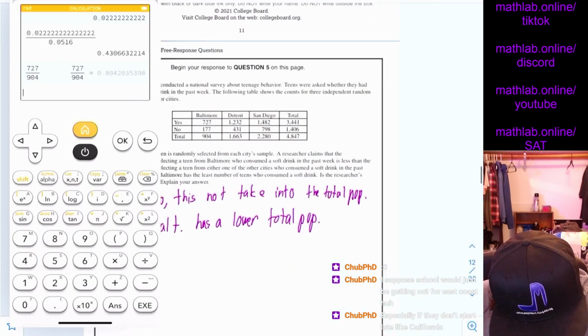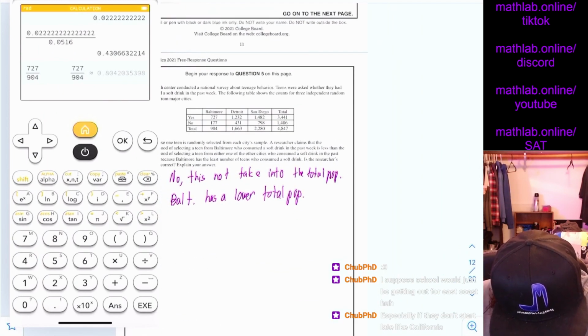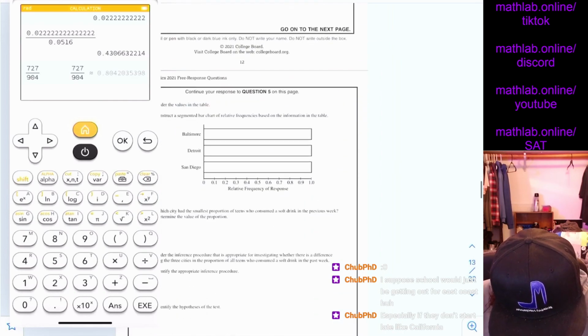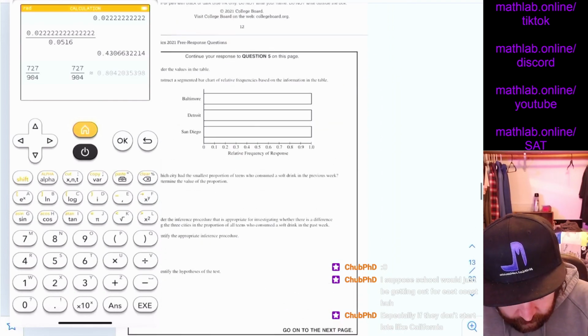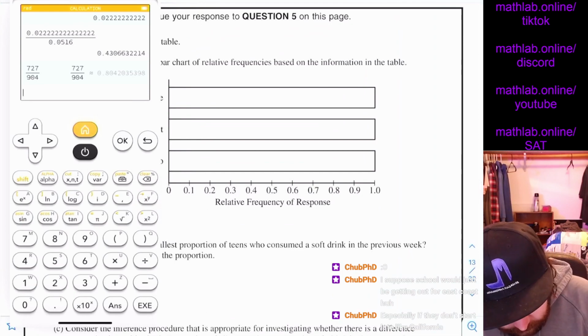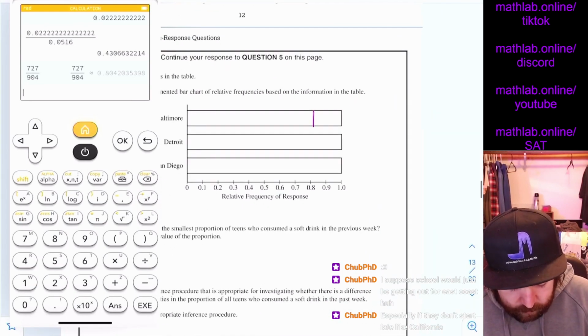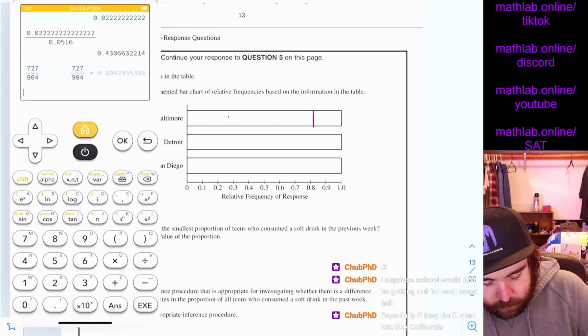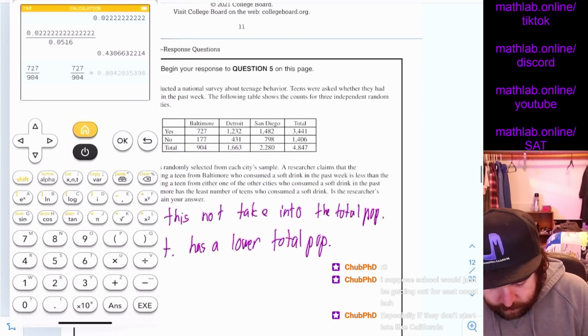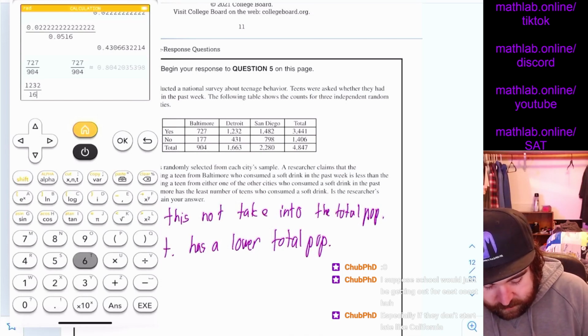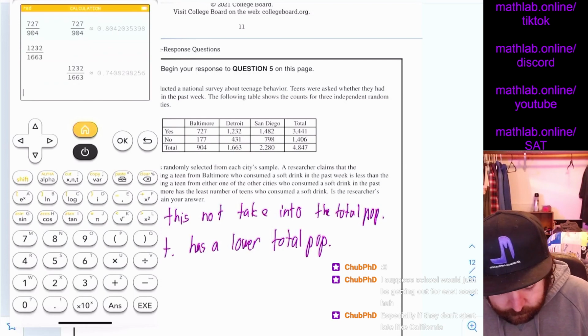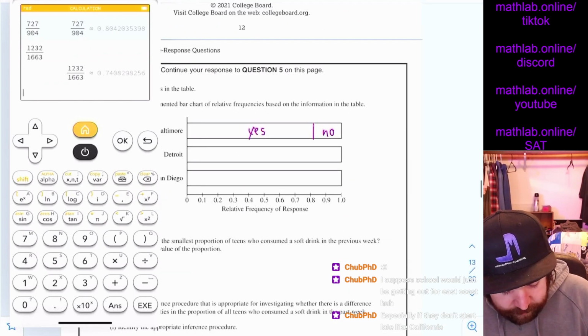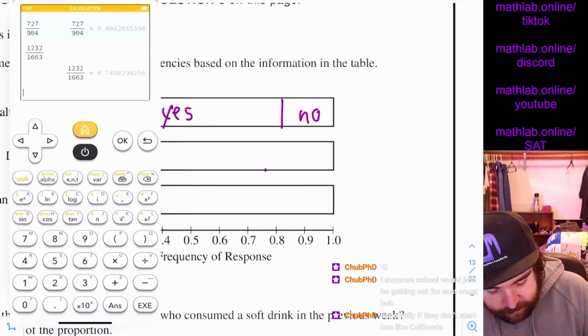Did I need to calculate anything? No. So here, 80%. That's pretty right on, actually. So 80%. I guess it's just yes and no. Yes, no. The next one is 1,232 out of 1,663. That's about 75%. So their data is correct. Their conclusion is wrong.